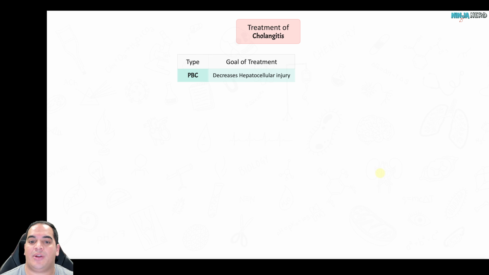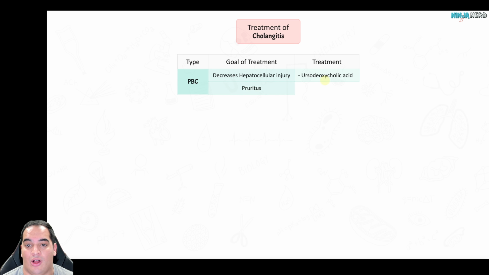And so what we do is we decrease hepatocellular injury, and we do that by giving them something called ursodeoxycholic acid. This has been shown to have an anti-inflammatory effect. It's also been shown that it can help to increase some of the bilirubin production, which helps to improve the effects of the cholestatic process. And so what we see in these patients is that this may help to reduce the risk of them progressing to needing a liver transplant. And so that's very, very helpful.